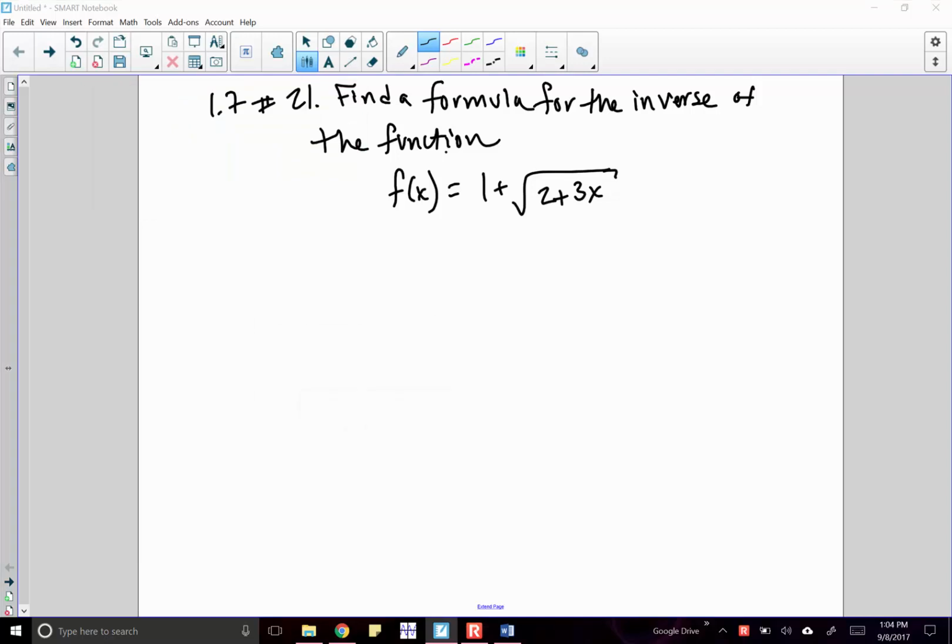We are now going to start working on actually doing a professional problem. The problem that I want to work with is out of the textbook. It says: find a formula for the inverse of the function f of x equals 1 plus the square root of 2 plus 3x. And I actually realize that this is now not 1.7 but rather 1.6.